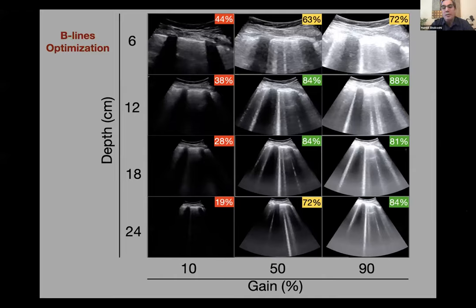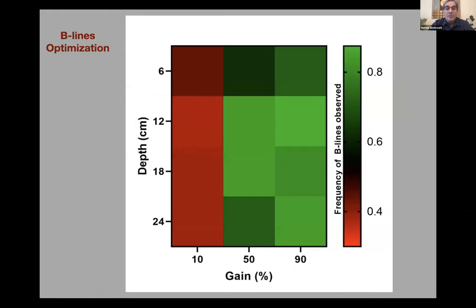This is a study that we did here and are going to publish very soon: B-line optimization. All of this is the picture of one patient, one zone. In the vertical column you see the depth; we changed the depth from 6, 12, 18, to 24 centimeters. We changed the gain from 10%, 50, and 90. And you can see how that affects the B line in this picture. At 12 and 18, you can see all the green part. The greenest one is the most important, where you see the best picture of the actual B line. About 12 centimeters and about 50% gain is the best place to start with.